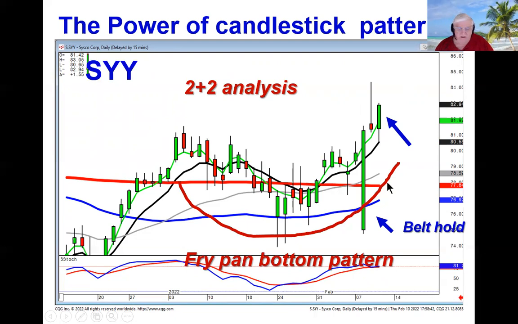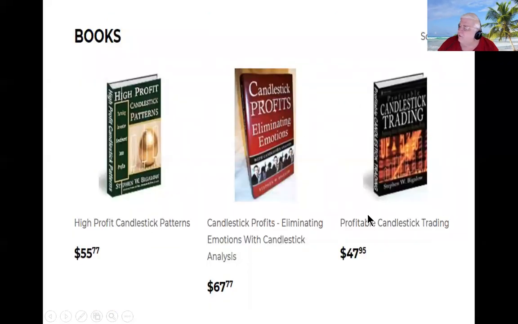So I get a lot of requests or a lot of questions of where can we learn candlestick analysis. Again, I've written 3 books. They're not difficult to read, very understandable. I'd recommend the High Profit Candlestick Pattern book. That's the one that has all the meat in it. Your 12 major signals plus the patterns that work very effectively.